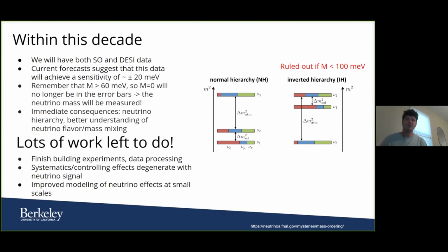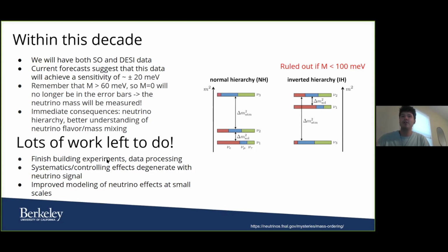So that's kind of where I wanted to end it. The moral of the story being, this is an exciting science goal that people have talked about for a while, and within the next 10 years, we're actually going to be able to start answering questions about what the sum of these neutrinos actually are.